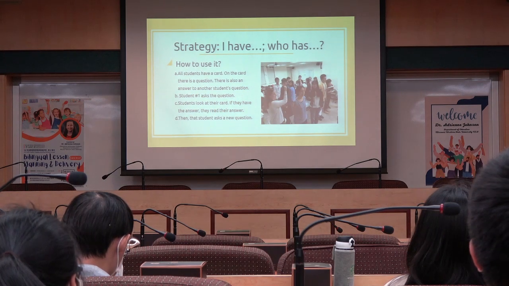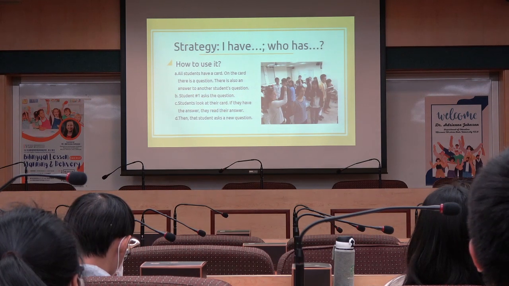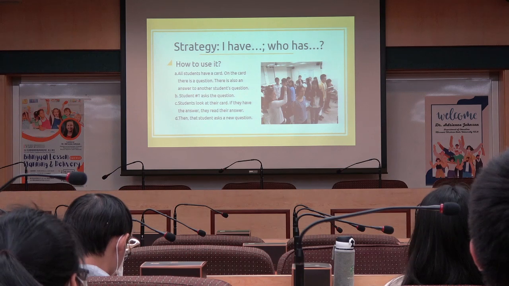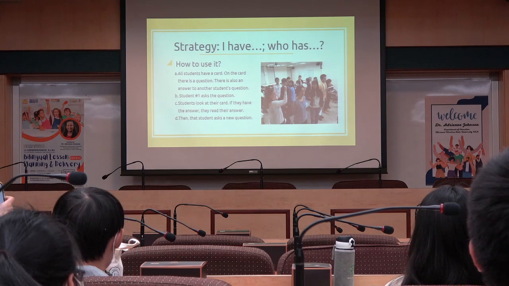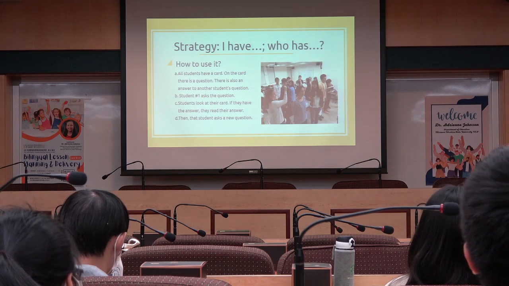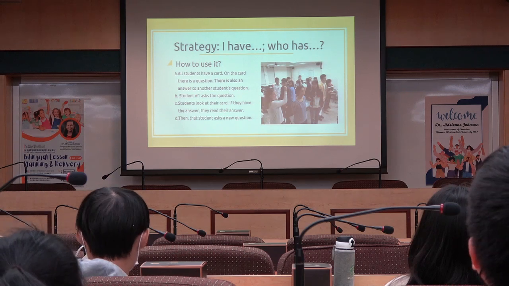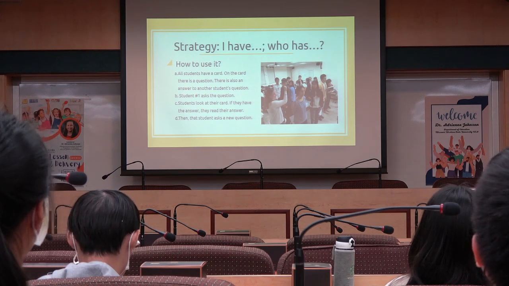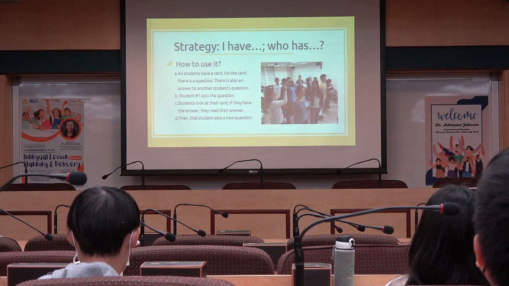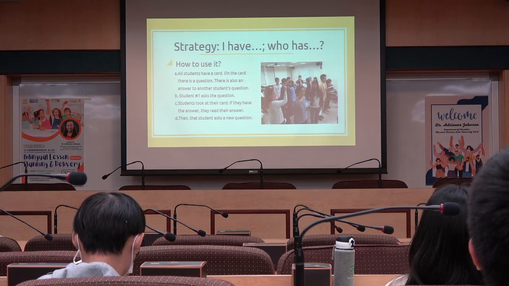Okay, so we're going to do another activity. This one's a little tricky, I'm warning you. But you've practiced a lot with the vocabulary, so it's going to be okay. This strategy is called I have, who has. I have, who has. You are going to need your pictures for this.